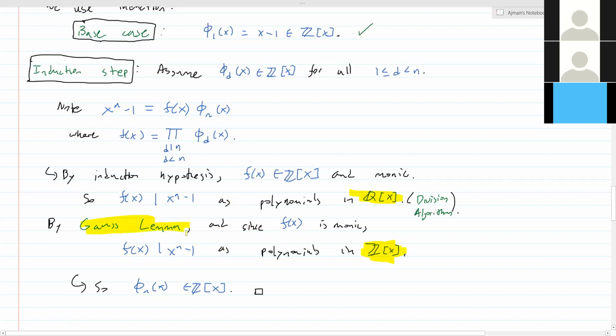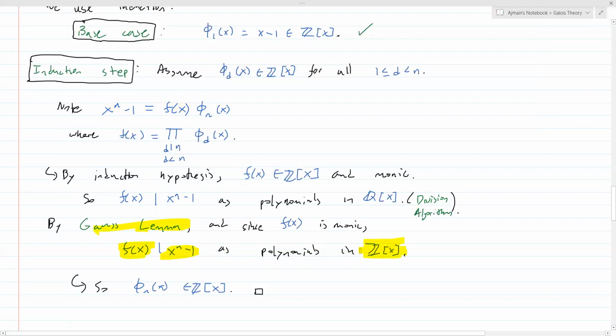The condition for the Gauss lemma is that the polynomials you started with already had integer coefficients and were primitive, meaning the coefficients of these polynomials have GCD 1. And that is the case because they're both monic. So now using the Gauss lemma, we get that f of x divides x to the n minus 1 within the polynomial ring with integer coefficients. So now this cyclotomic polynomial has integer coefficients. Are there any questions about this proof?